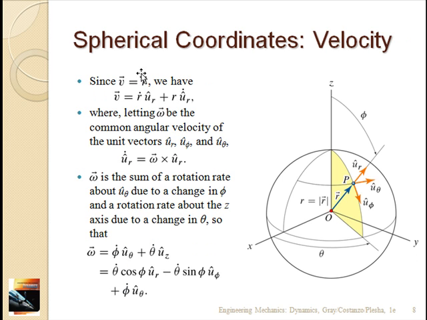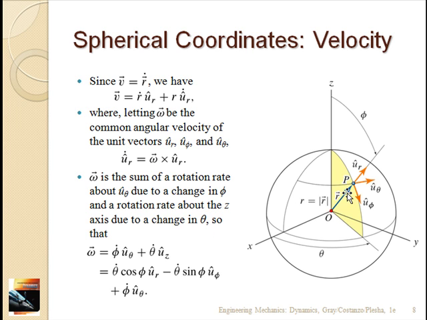So v is just the time derivative of that, and you get a time derivative on the magnitude and a time derivative on the unit vector. It is changing direction. Doesn't change the magnitude, but it does change direction. So it has a time derivative which comes from an angular velocity crossed with that unit vector itself, just like we saw before. Okay, and so omega is the sum of the rotation rates about u theta hat due to change in phi, and a rotation about z-axis due to a change in theta.